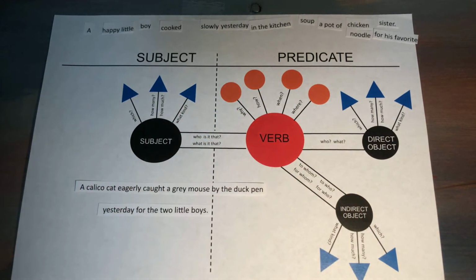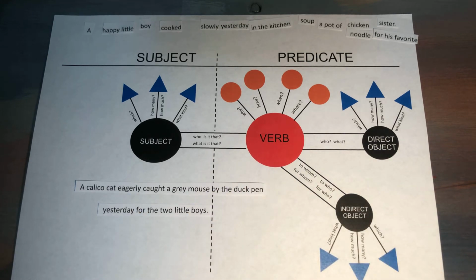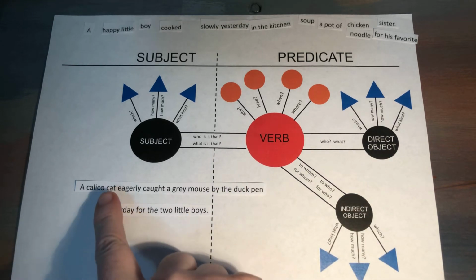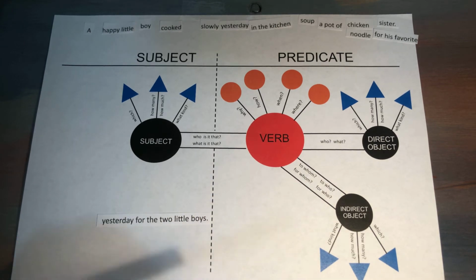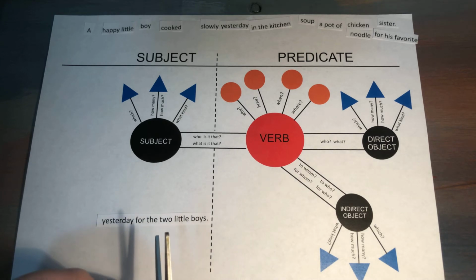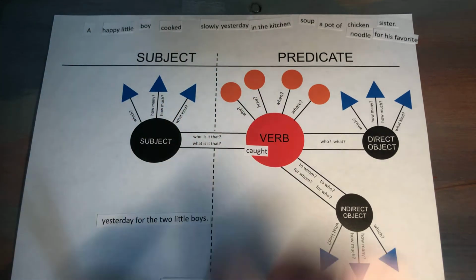A calico cat eagerly caught a gray mouse by the duck pen yesterday for the two little boys. I'm not sure that that's the kind of gift I would want to receive from my cat, but I suppose it was nice that the cat was thinking of the boys. So let's start with our verb. Our verb is our action. A calico cat eagerly caught. Caught is the action. So let's put our action, our caught, on the verb.